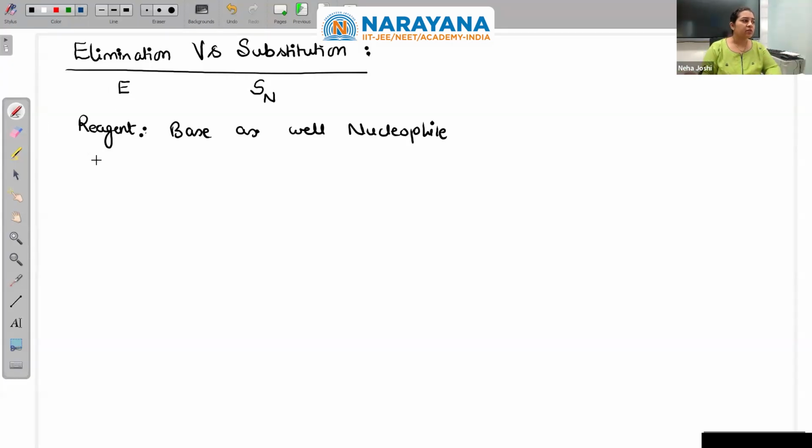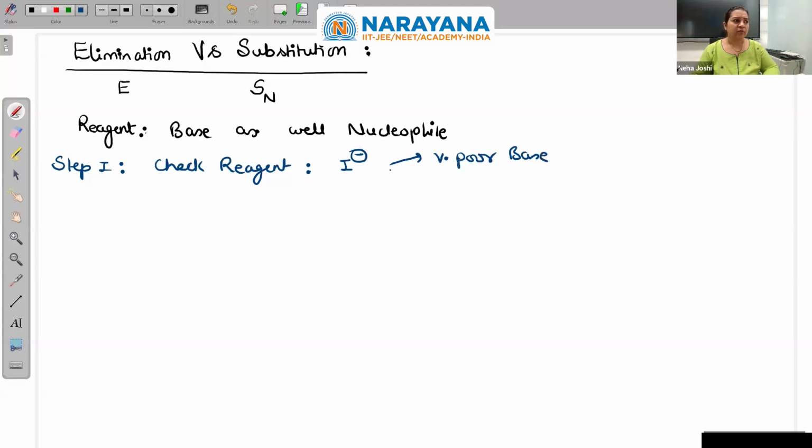Like what I want to say is, step number 1 that you have to follow is check the reagent, whatever reagent is given in the question. For example, if I am given I minus. Now, I minus is a very poor base, right? But it's certainly a good nucleophile. So here, whatever reaction takes place will be related to nucleophilic substitution reactions only, and we'll never observe that I minus will bring about any eliminations.